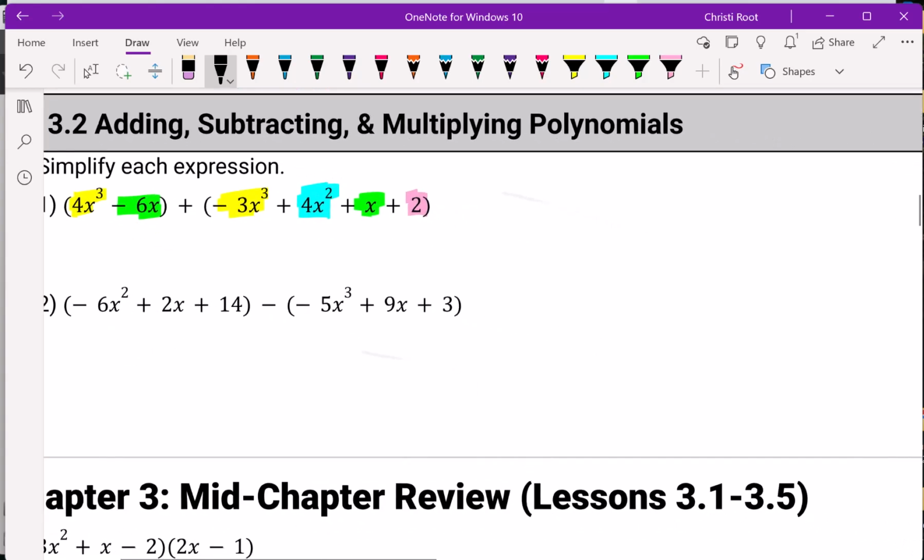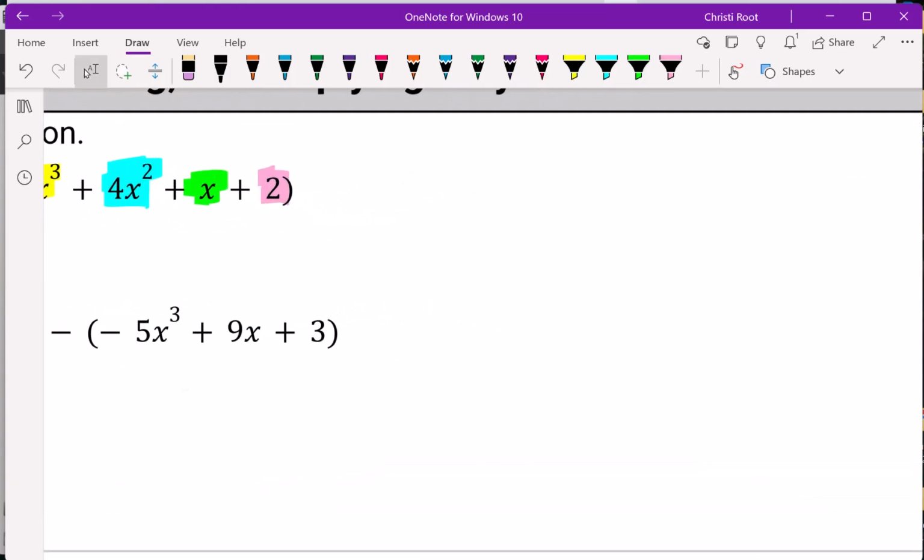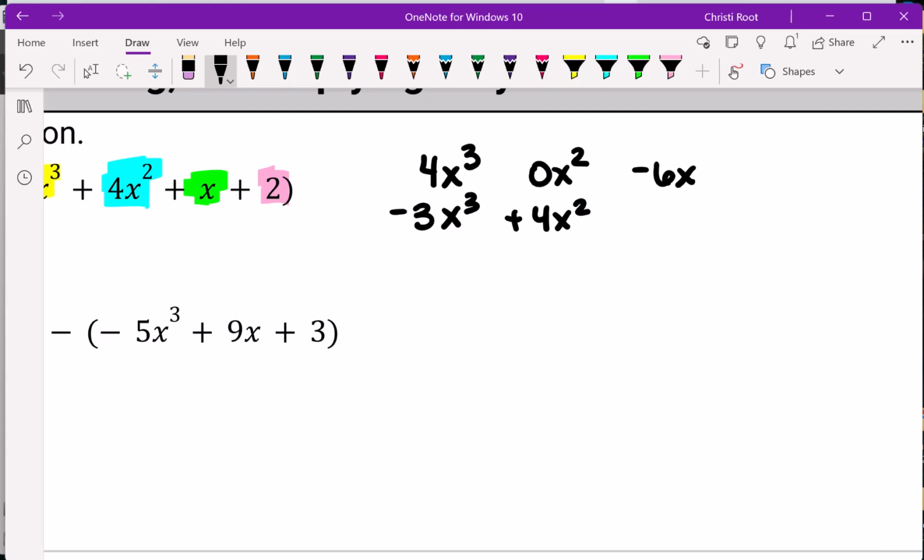So if you wanted to see this more like a vertical thing, you can write the first one kind of on the top. You don't have a quadratic, so you can use 0 if you want to. And then underneath, I'm going to write the second one. I'm going to match up the cubics together. I have 4x squared on the second one. And that's a 1 in front of that x, and then I have a constant. And if you want to, you can put a 0 up there as well. And just draw a line and add straight down.